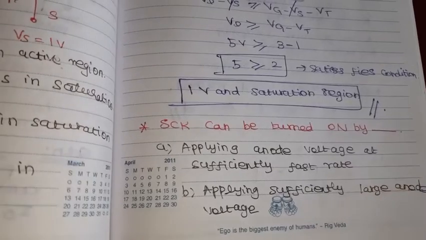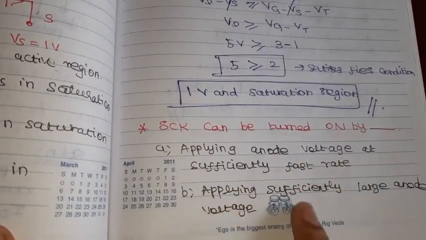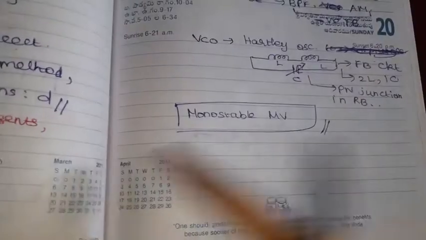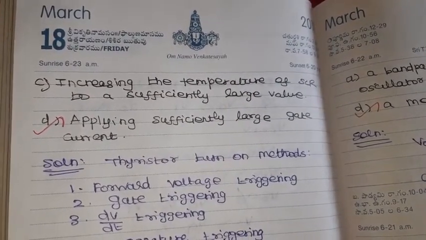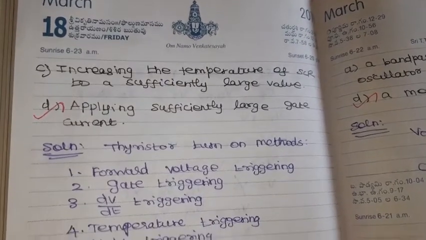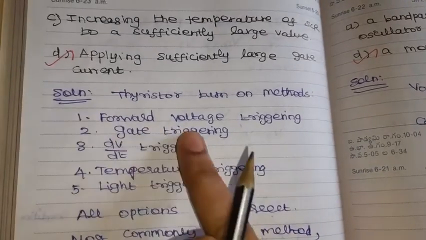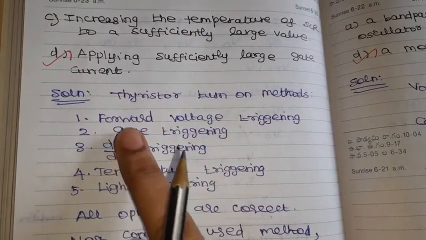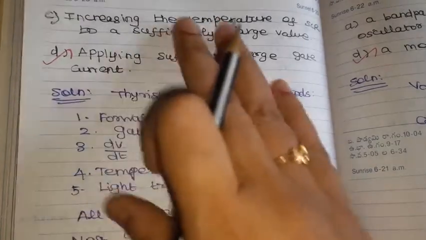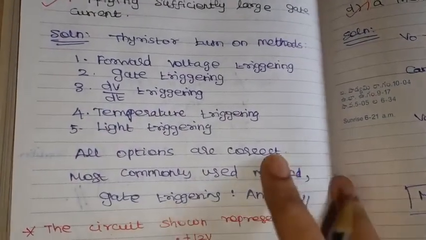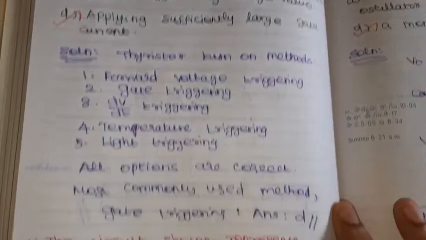Then, the SCR can be turned on by applying anode voltage at a sufficiently fast rate, applying sufficiently large anode voltage, increasing the temperature of SCR to a sufficiently large value, or applying sufficiently large gate current. Solution: we have several methods to turn on a thyristor. Okay, what are those? Forward voltage triggering, gate triggering, dV by dt triggering, temperature triggering, light triggering. So all the given options are correct. Most commonly used is gate triggering. Applying sufficiently large gate current is the right option.